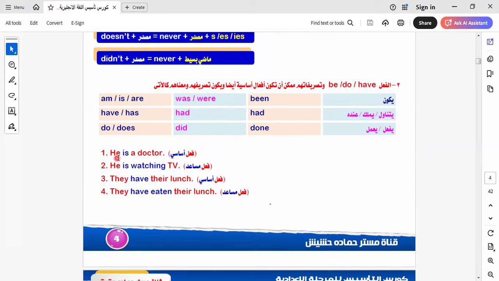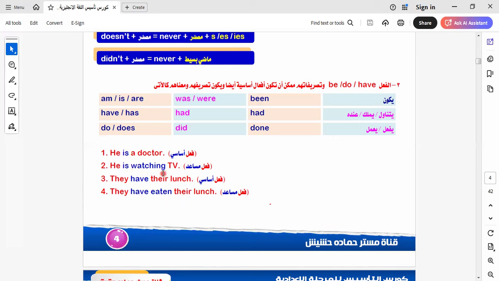Here we say he is a doctor. So here this is the main verb. Is watching: is here is the helping verb. Have their lunch: have is the main verb. Have eaten: have is the helping verb. So a helping verb is the verb that I put to help the main verb, like this.